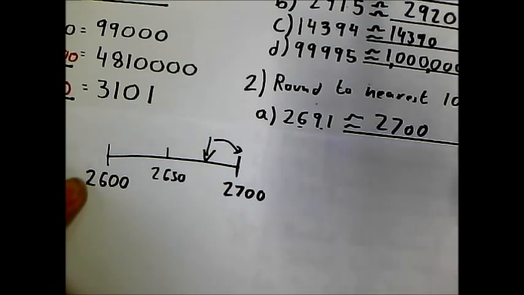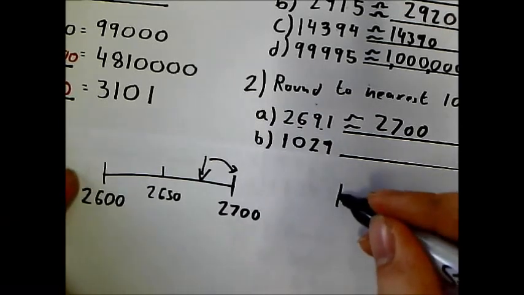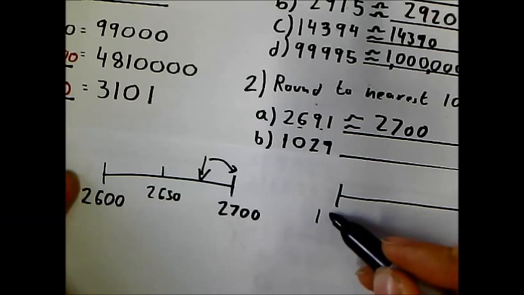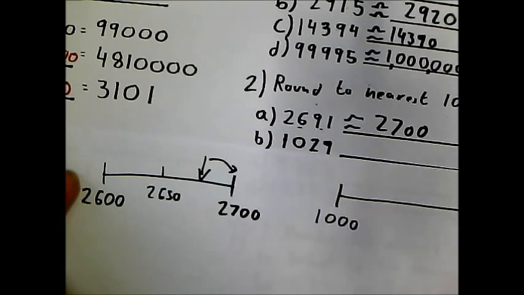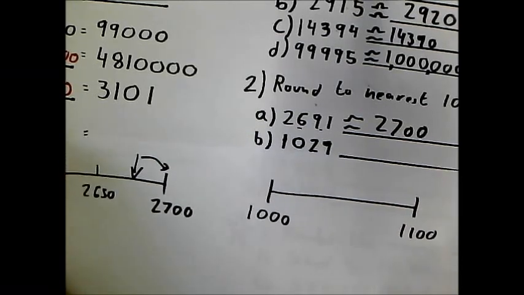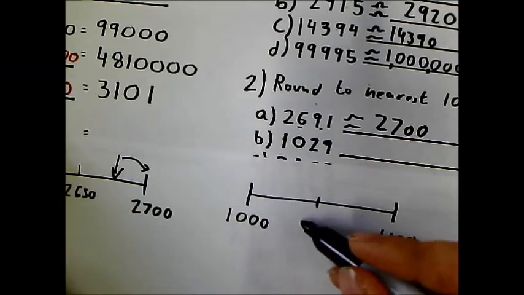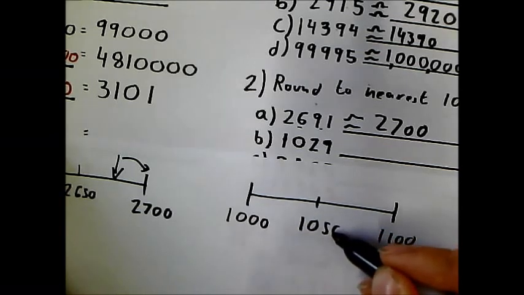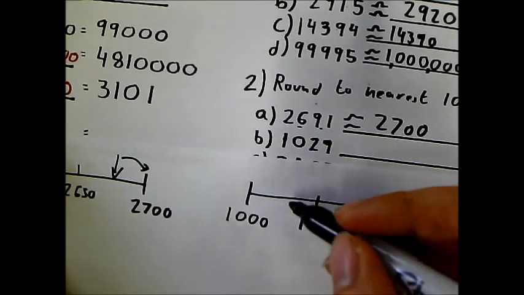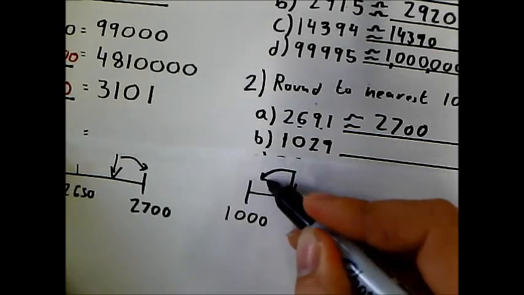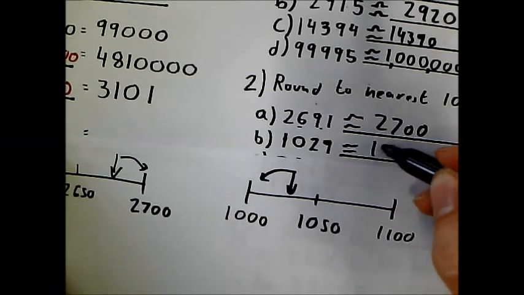Next number. I look at the hundreds column, it either rounds down to no hundreds, or it rounds up to 100. 1,100s, I should say. Halfway between these is 1,050. I have 1,029. That's to the left of my halfway point. It's closer to 1,000.